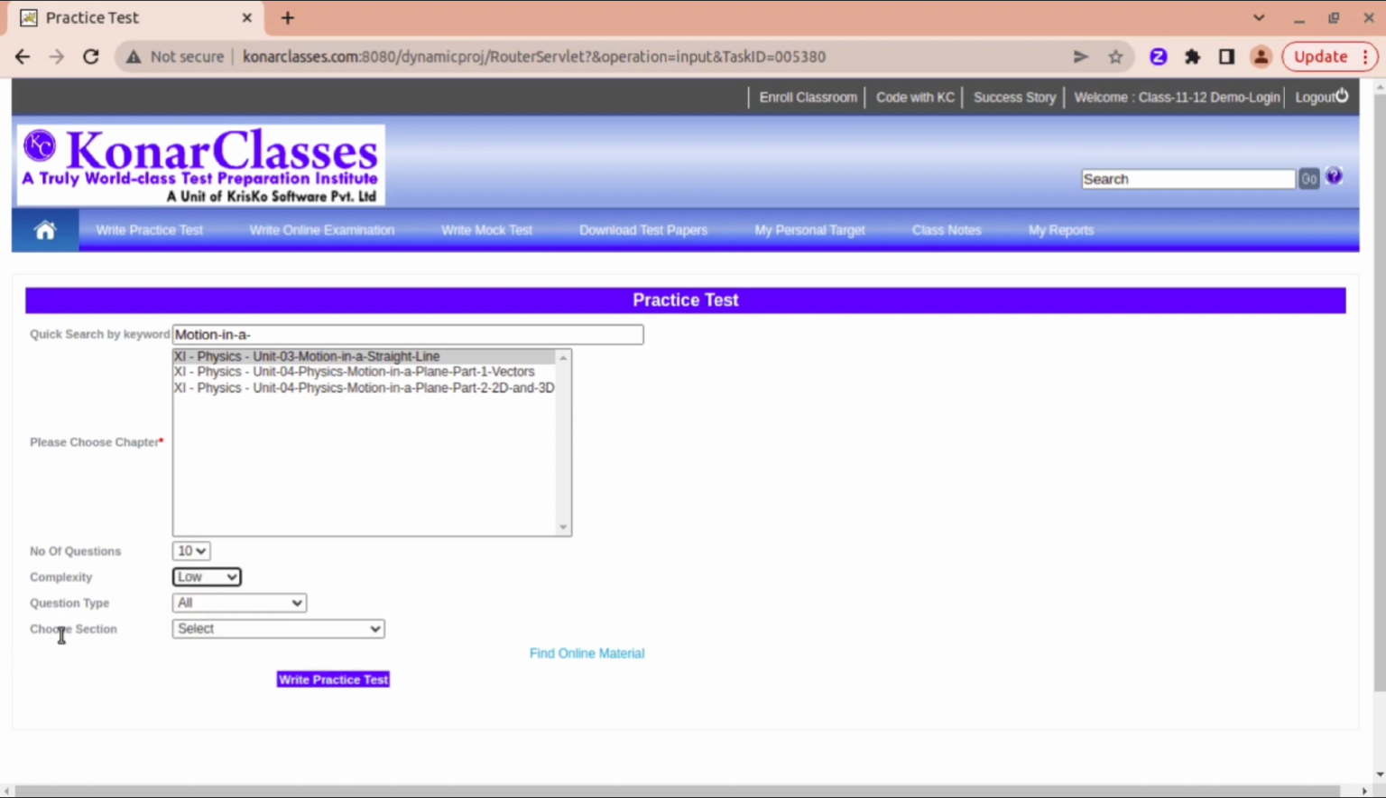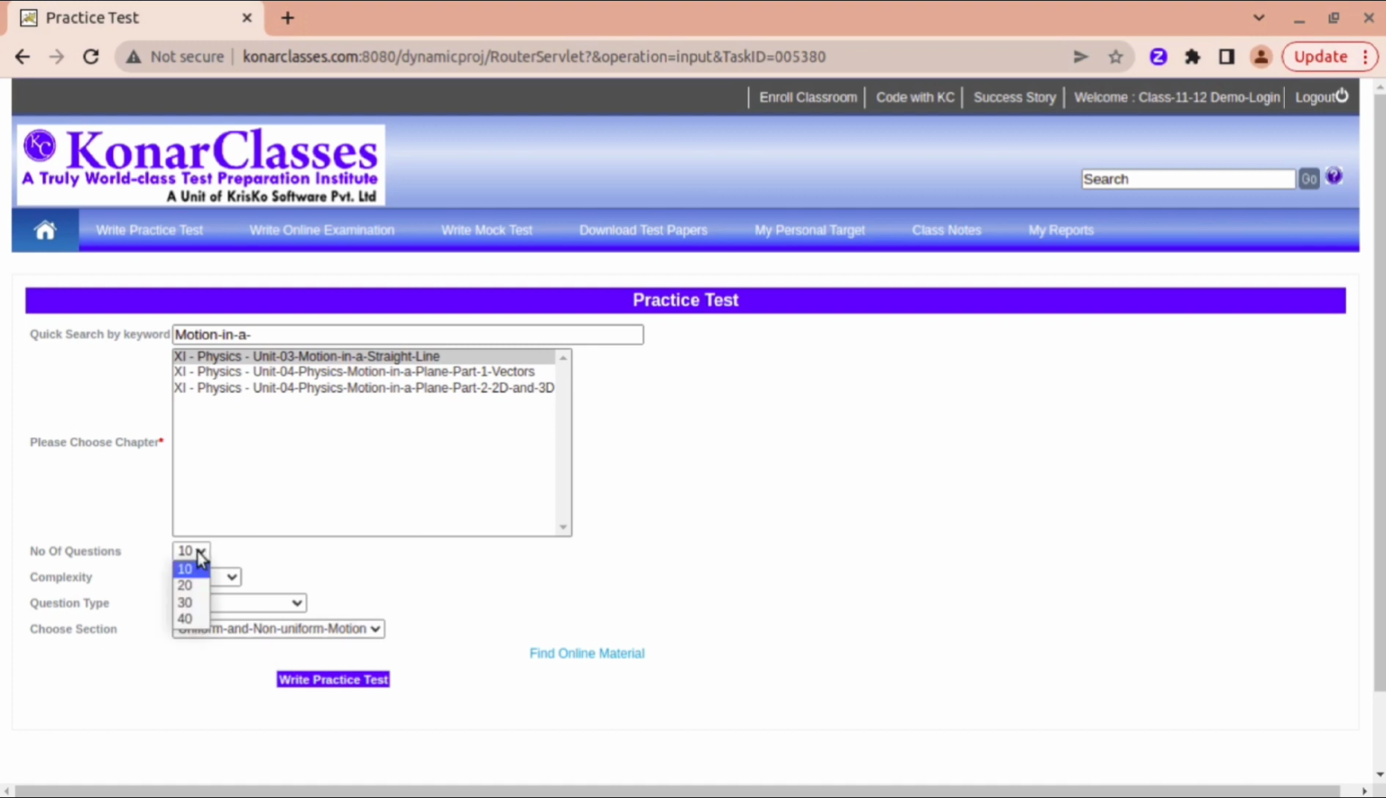And then you see the sections for motion in a straight line. These are the 3 sections available, and questions from these 3 sections are available. For example, you want to choose this section of uniform and non-uniform motion. So select this one. And after that, if you click write practice test, the system will give you 10 questions, because the number of questions we have selected is 10.